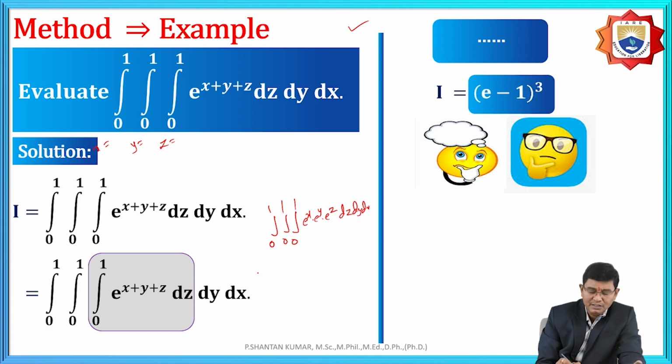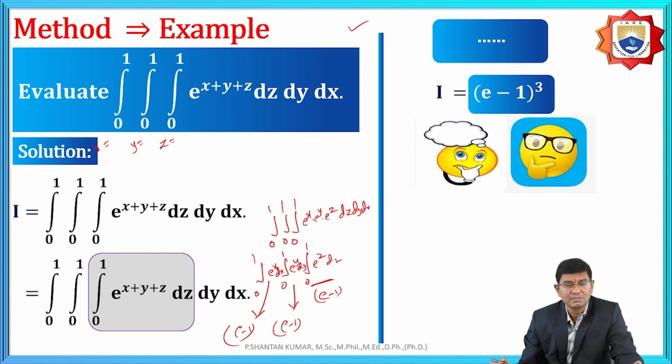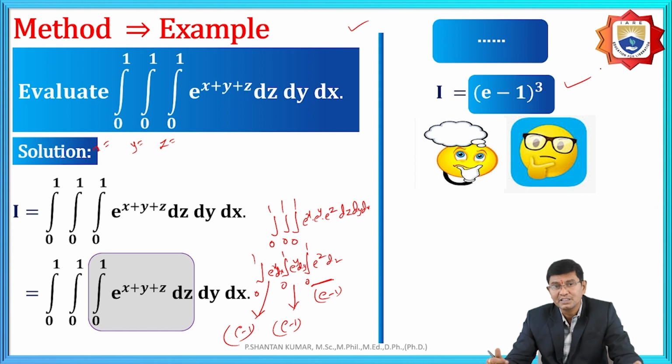In other terminology, for example, 0 to 1 of e power x, and again integration 0 to 1 of e power y, and integration 0 to 1 of e power z. Here first is with respect to dx, dy and dz. The first term, after replacing upper and lower limits, is e minus 1, the second one is also e minus 1, and the third one is also e minus 1. Therefore, based upon this we obtain the solution, clearly (e minus 1) whole cube, which is also found by this shorter method.